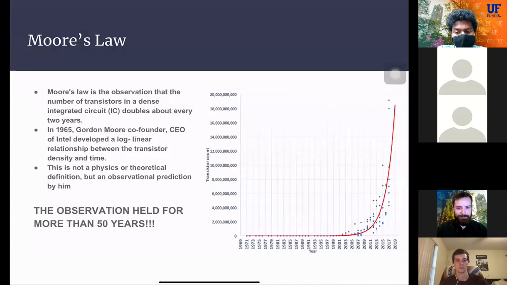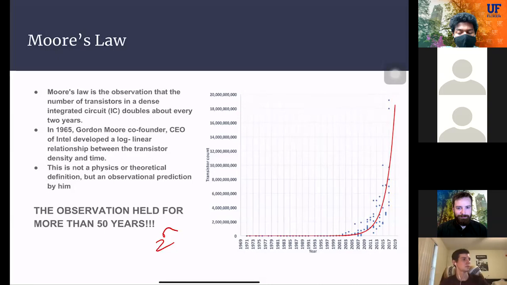After 10 years, he thought, all right, a slight change might suit it. So he made it that every 2 years, there would be an increase of twice the number of transistors on a chip. It's not any physics or theoretical definition or science concept, but it's an observation or statistical prediction by him. It is pretty simple, like 2 raised to n. So every year, times 2, and it goes.